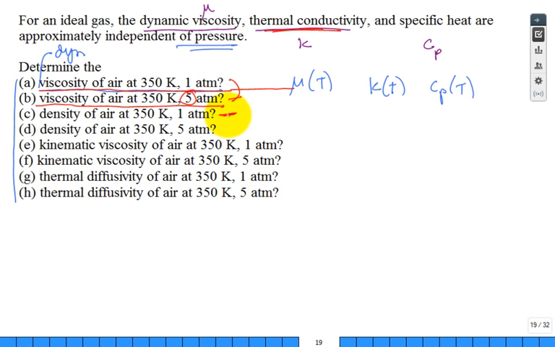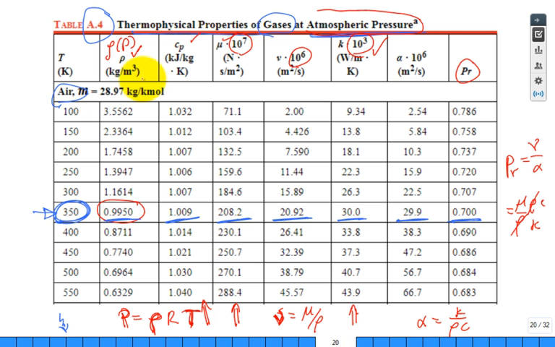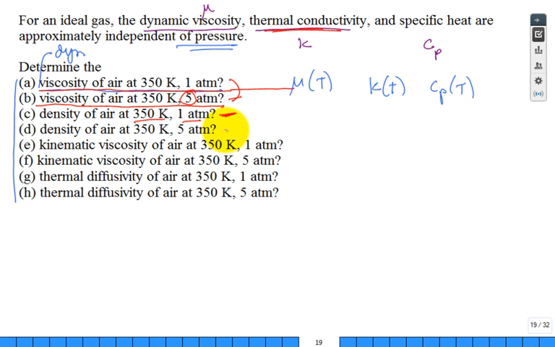Then the density of air. Well, 350 K, 1 atm, you go to the table, and you get 0.9950. But then the next question: the density of air, same temperature, but 5 atm. Basically I would do this. We know that the pressure is proportional to the density.